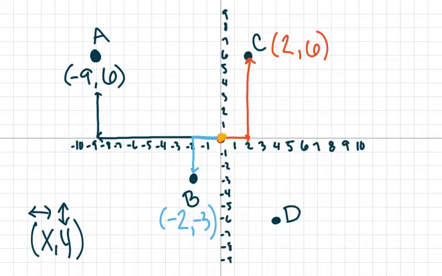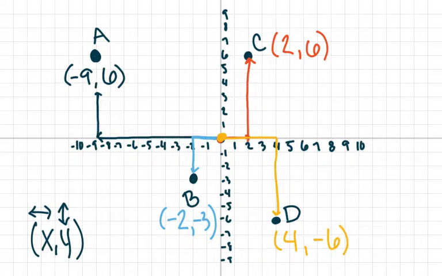again, I'm starting at 0, 0. And I'm traveling over to the right 4. And then I'm going down, so I'm going to have a negative y down to -6. So point D is at 4, -6.